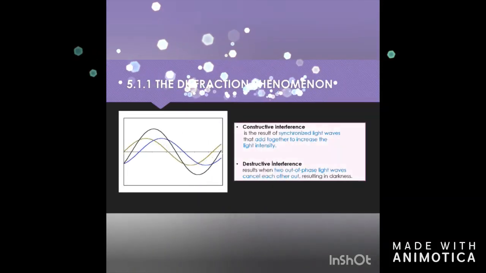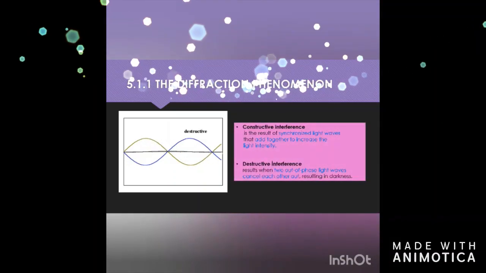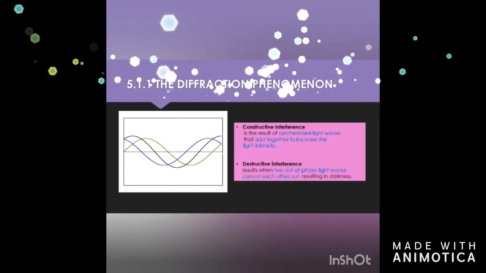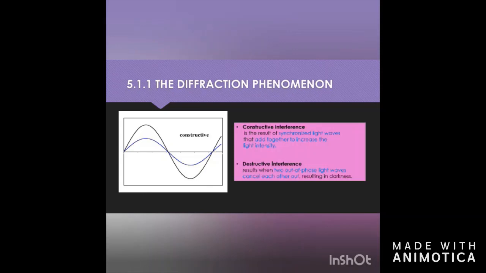There are two types of interference: constructive interference and destructive interference. Constructive interference is the result of synchronized light waves that add together to increase the light intensity. Destructive interference results when two out-of-phase light waves cancel each other out, resulting in darkness.